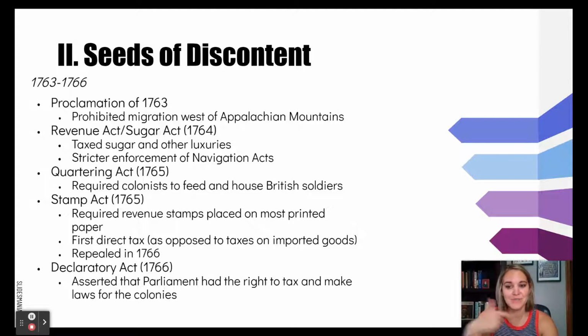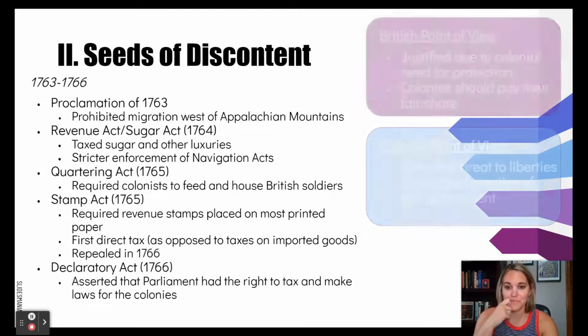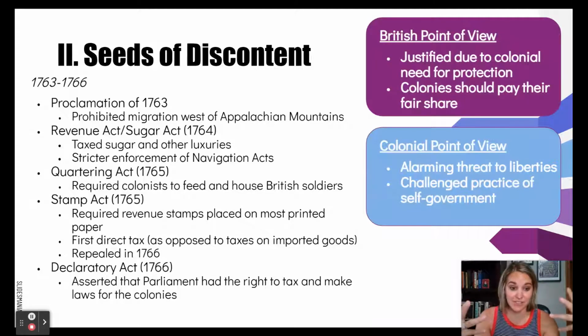So how did the colonists respond to these acts? Or I should say, how did they view them? The colonists believed that they were a huge threat to their liberty. They had their own governments and their own assemblies, and those assemblies should have been in charge of the taxation. So it was challenging their self-government.